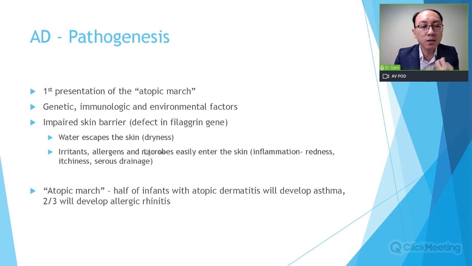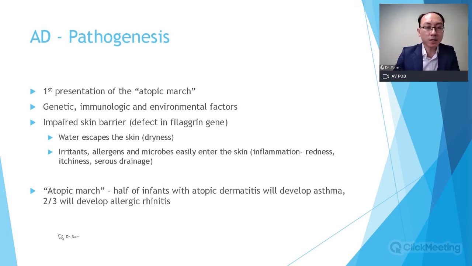When the skin is dry, it will become very itchy. Itchy, the child will scratch, there is a lot of scratching, and this causes the itch-scratch cycle. Furthermore, irritants like allergens and even microbes will enter the skin, which causes skin inflammation. This will further complicate the atopic dermatitis.